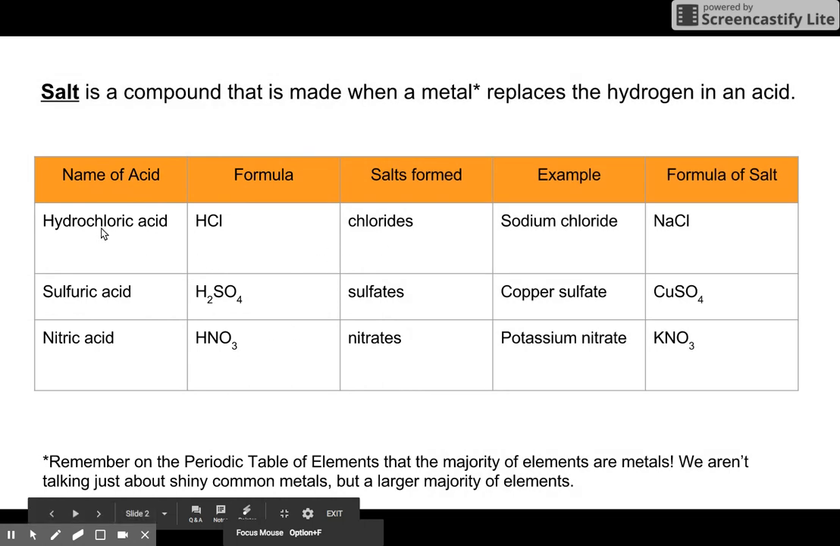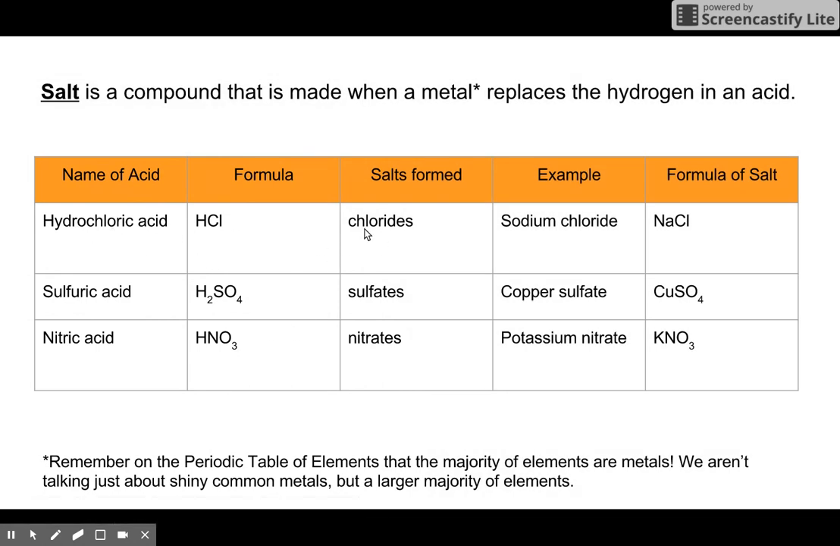Also notice that hydrochloric acid makes chlorides. Sulfuric acid makes sulfates. Nitric acid makes nitrates. So it's pretty easy to tell what acid was used based on the name of the salt.